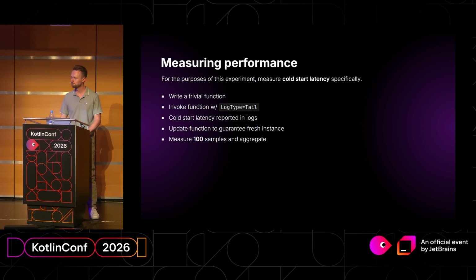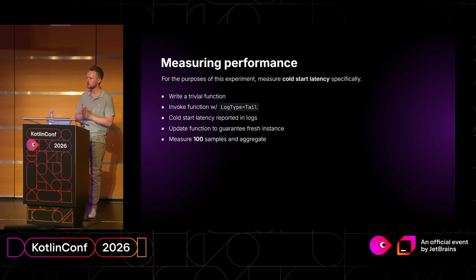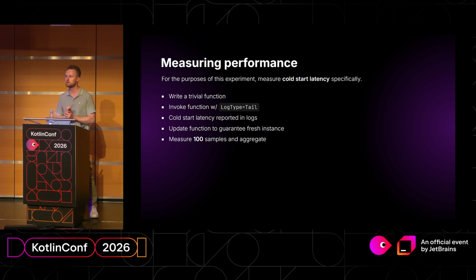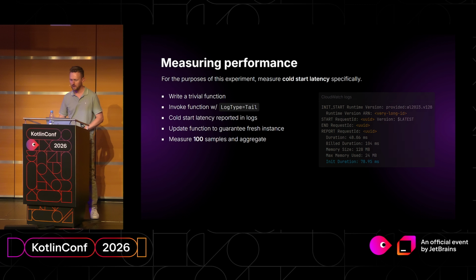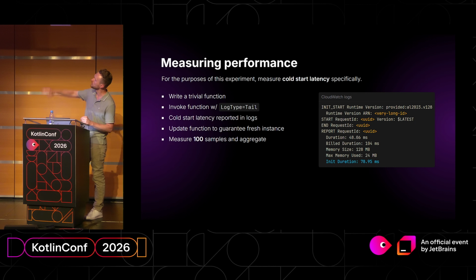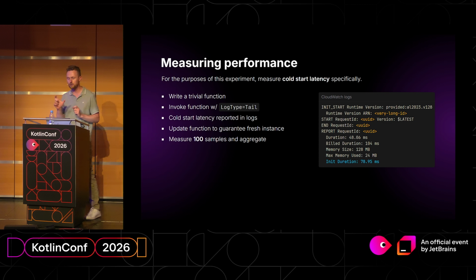So then I wrote up a quick script to do all this for me, and then to measure, I picked 100 samples arbitrarily. That seemed to be a good window beyond which the outliers stopped affecting the overall latency benchmark. And then here's an example of what the CloudWatch logs look like coming back. The important bit is down there at the very bottom, highlighted in blue, that init duration. That is our cold start latency. So for this fictitious example right here, the init duration was just under 79 milliseconds. That's our cold start latency, and that's what we're trying to get as low as possible.